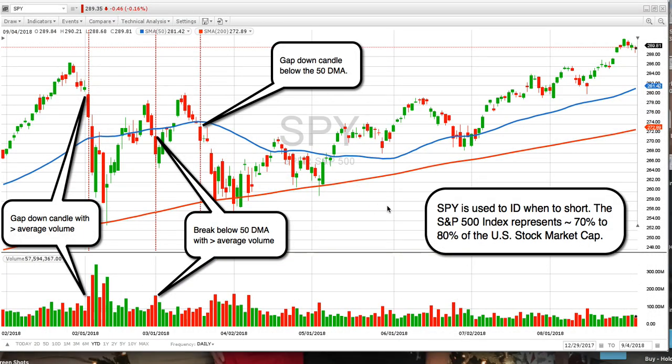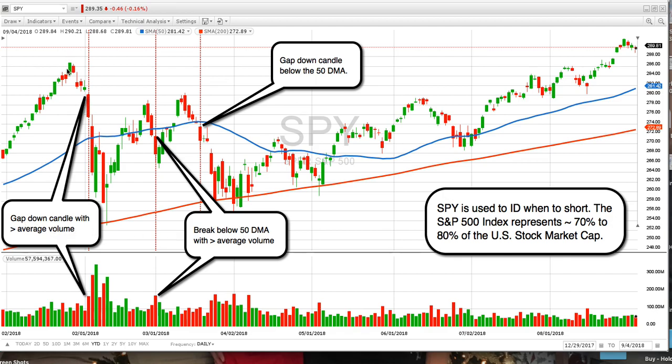Okay, first of all, since the S&P 500 index represents 70 to 80% of the U.S. stock market capitalization, we use the SPY to identify when we want to short. And here are some examples.